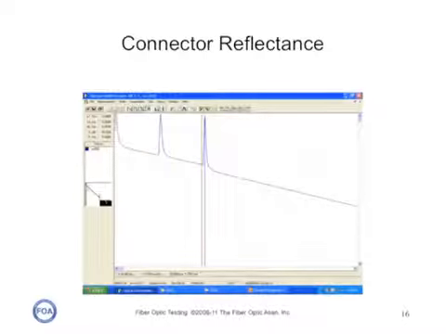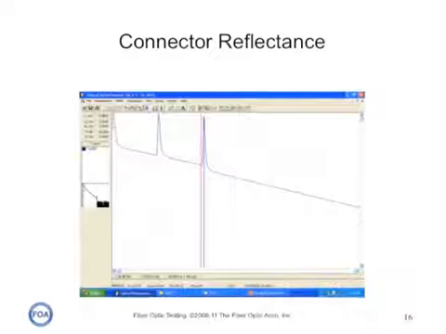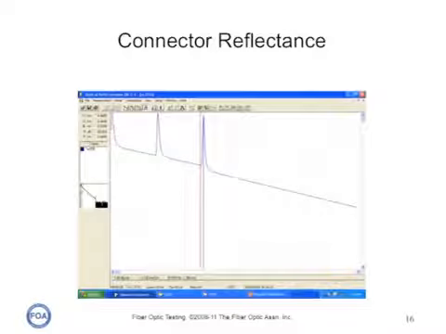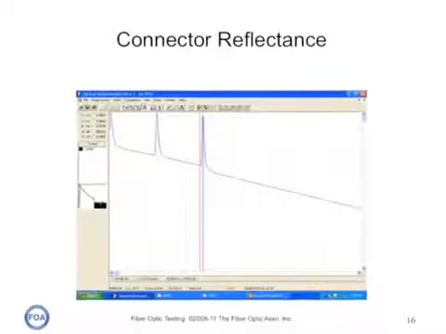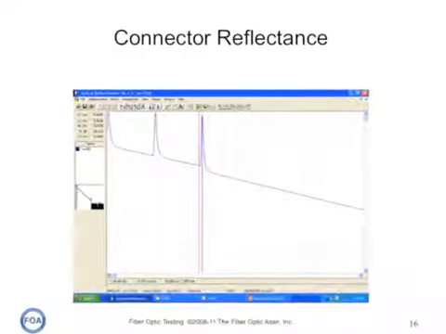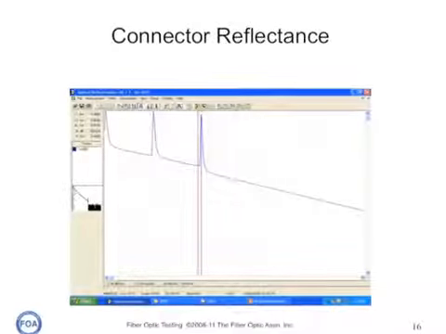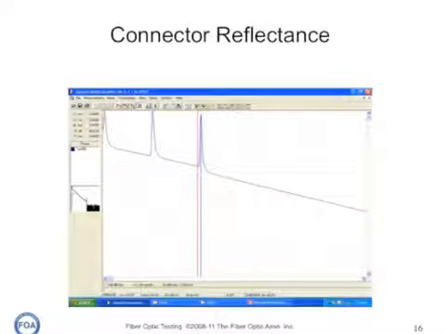Here's that same highly reflective connector we were looking at earlier, set up now to make the measurement of reflectance. The left-hand marker goes before the event, and the right-hand marker goes at the peak of the event, and that's where the calculation points are for the OTDR to make the measurement.